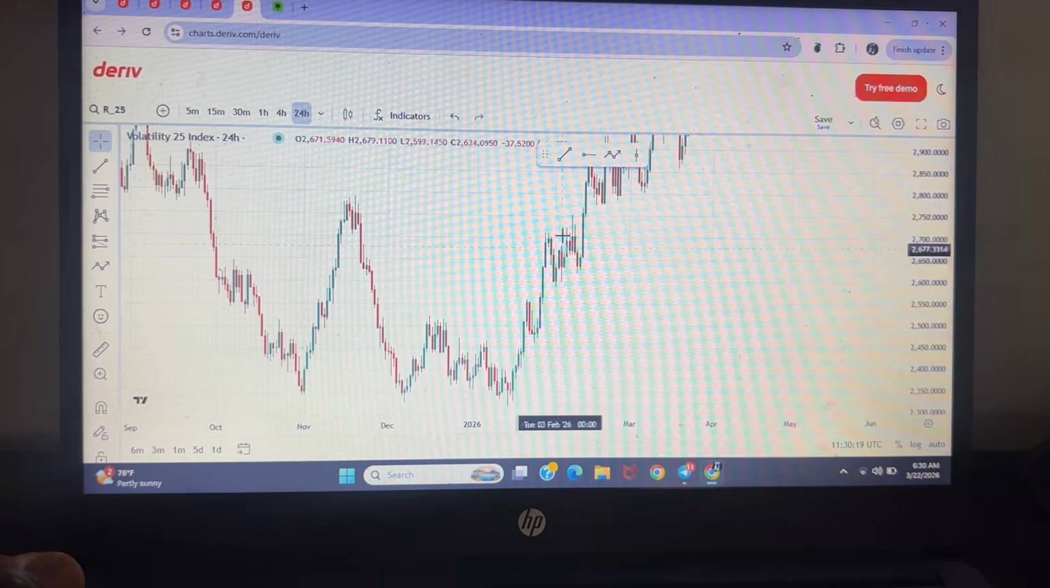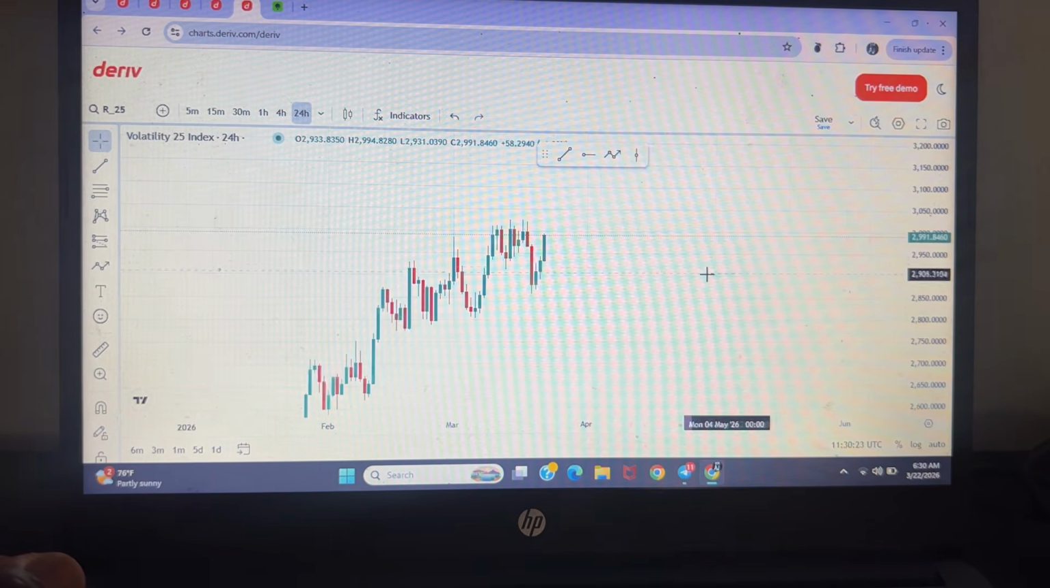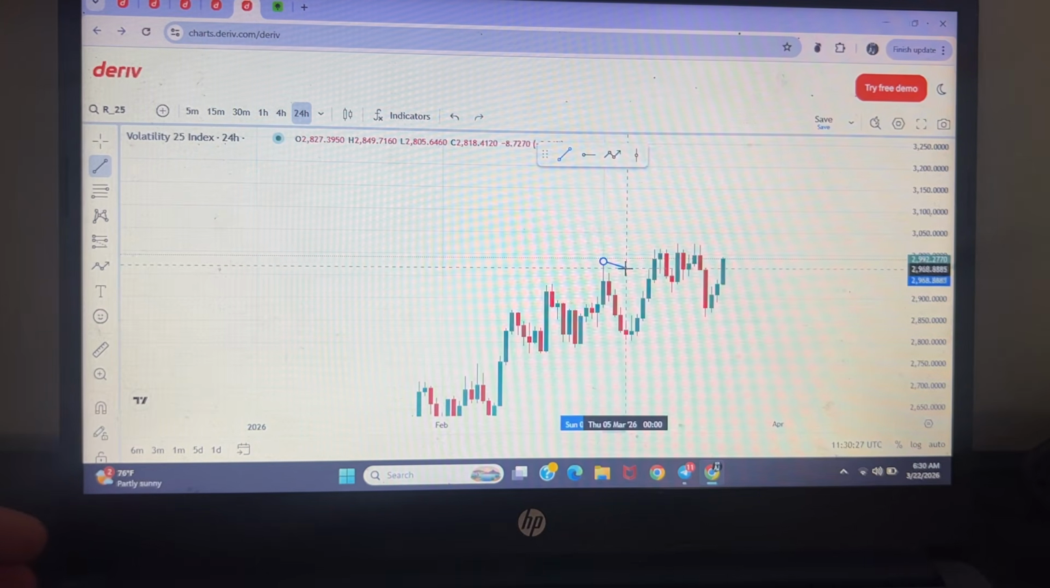Price is making higher highs and higher lows. Higher high, higher low, higher high, higher low. It formed right there, it started to work from right there, and as you see right there, it made a break of structure.